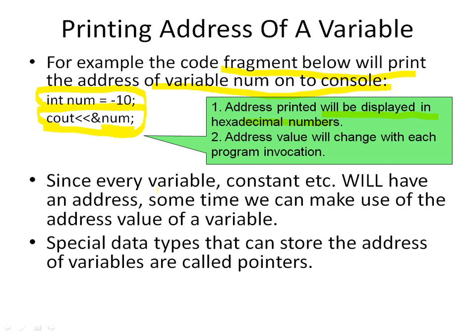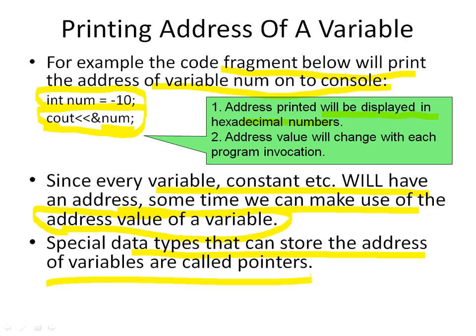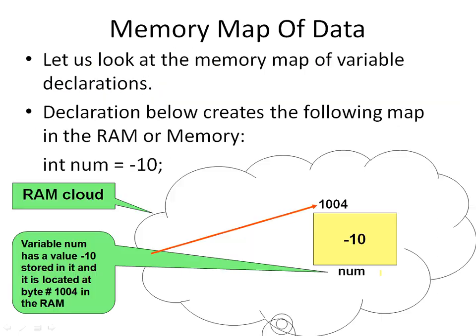Okay? Since every variable, constant, etc. will have an address, sometimes we make use of the address value of a variable. That's when pointers come into the picture. And basically the special data type that can store the address of variables are called pointers. Okay? Now let's go to the next slide and look at that.